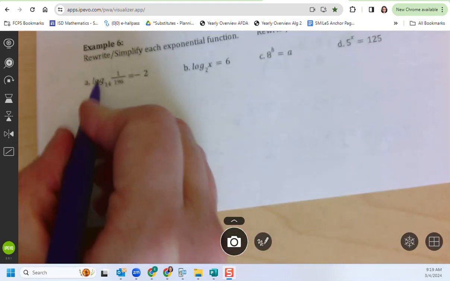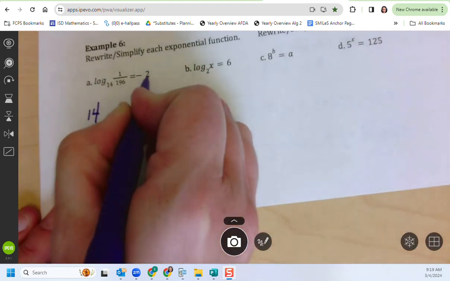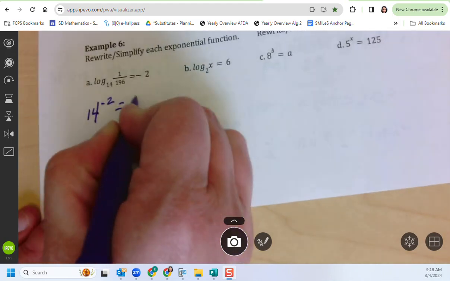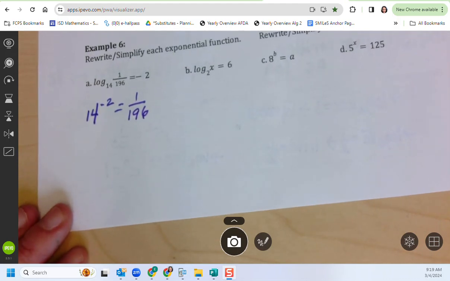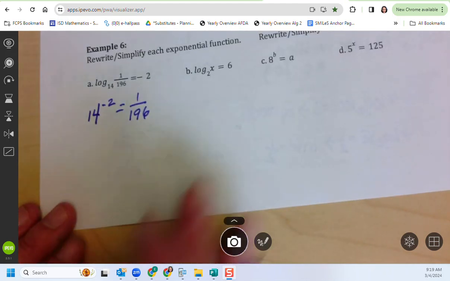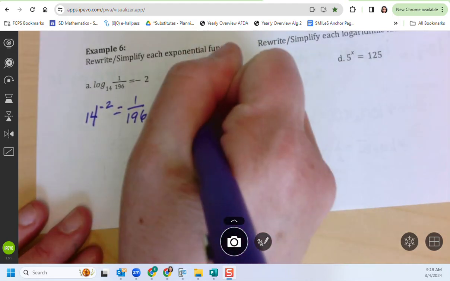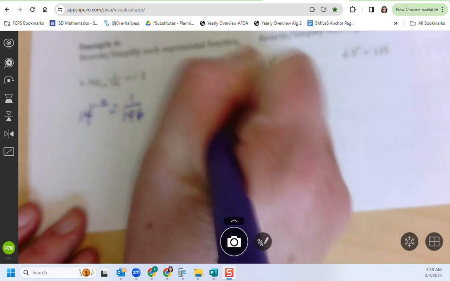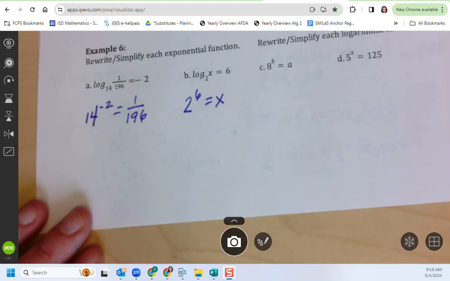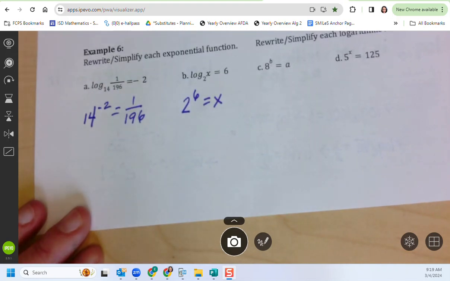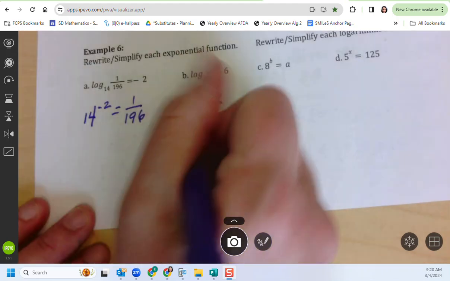In A, the base is 14, the exponent is -2, and that should be 1 over 196. Did you get it? Okay. In B, the base is 2, the exponent is 6, and that is equal to x. And that's something we can solve. What is 2 to the 6? It's 64? 2 to the 6. You are right.